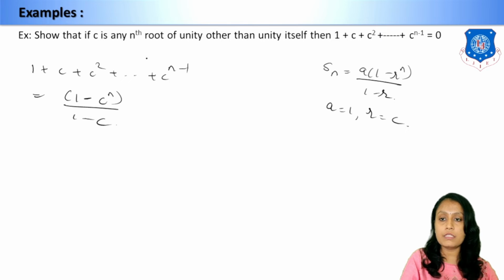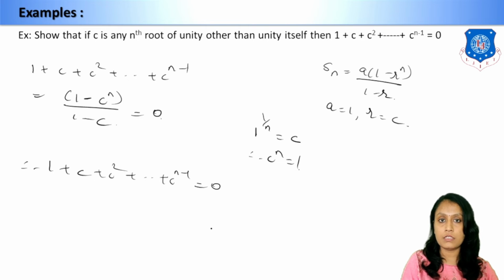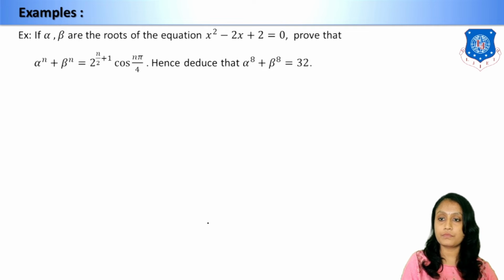Now it is given in the question that C is any nth root of unity. So 1 raised to 1 upon n is C, therefore C raised to n is what? 1. So C raised to n is 1, so this term is gone, and this answer is 0. Therefore, we have proved that 1 plus C square up to C raised to n minus 1 is equal to 0.